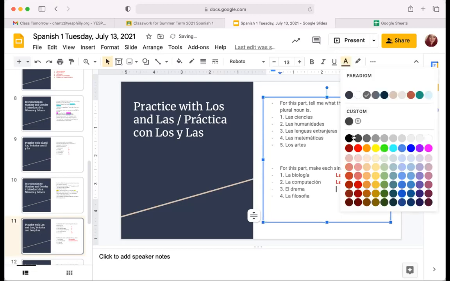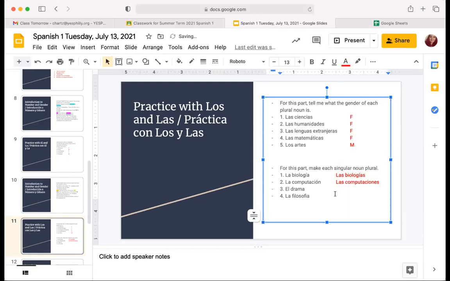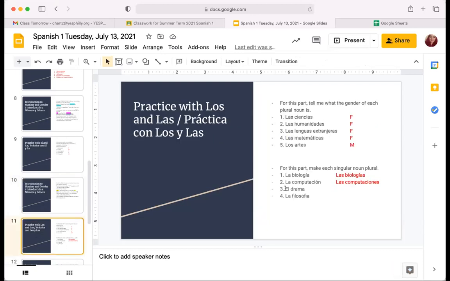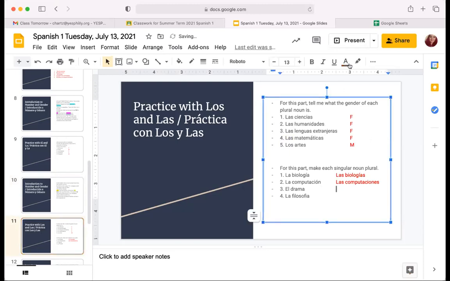Shouldn't it be computaciones, with an S at the end? Yes, yep, I put that in there. I don't know if you can see it. So it'll be las computaciones. And then for the next one, we have el drama. So that's the drama, and we want to say the dramas, more than one. Remember, if we go back, the plural form of el is los, right? So it'll be los dramas.